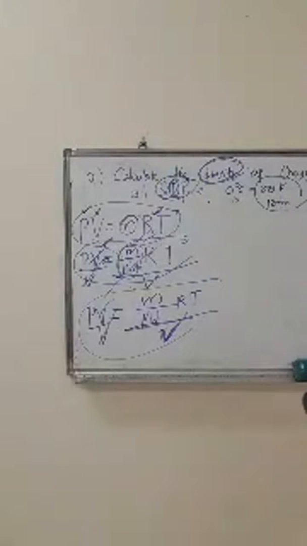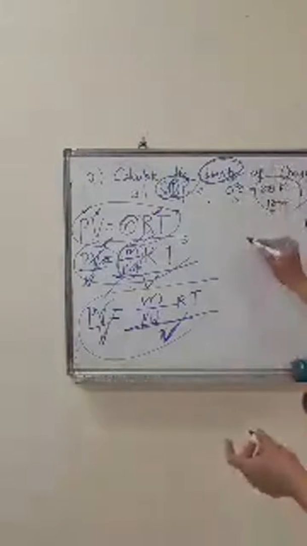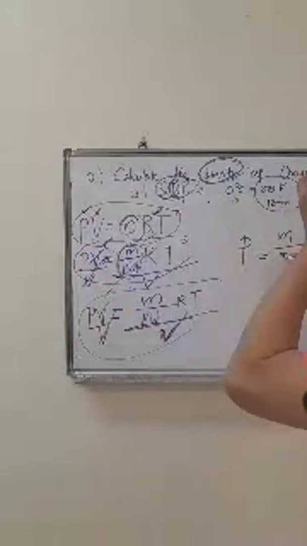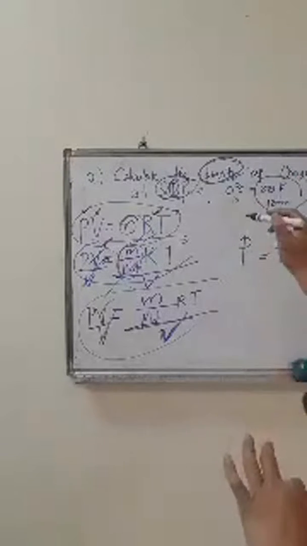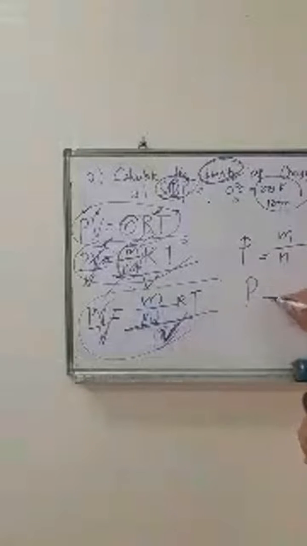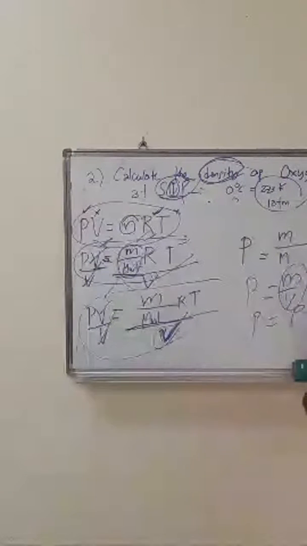Now, it will become 1 over V. So pressure is equal to mass over molecular weight times RT, and since V over 1 is there, you put it as 1 over V. So the expression becomes pressure is equal to mass over volume, then RT over molecular weight. So mass over volume is density. Substitute density, then RT over molecular weight.